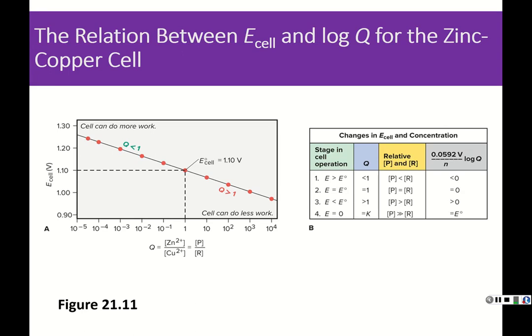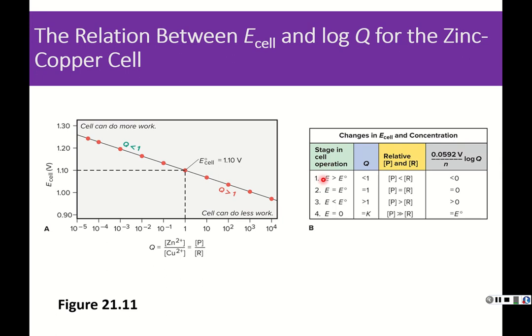Okay, so we have our relationships between the cell potential and the log of Q for this zinc copper cell that's shown below. If Q is less than 1, remember what that means. That means that the products are lower in concentration than reactants. So if Q is less than 1, products are lower in concentration than reactants. Okay, and so that's in this region up here.